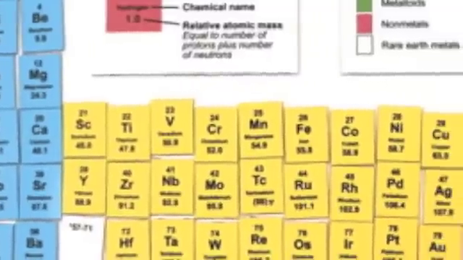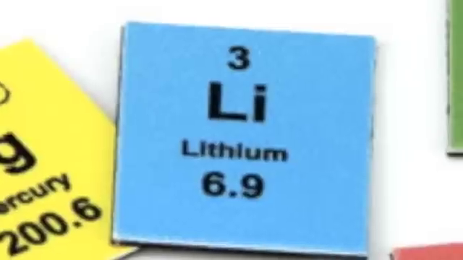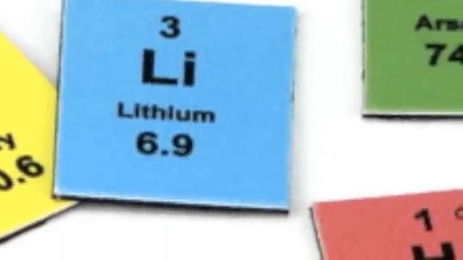They contribute to the organization of the periodic table. Each element is ordered in ascending order based on how many protons it contains. This is called the atomic number.